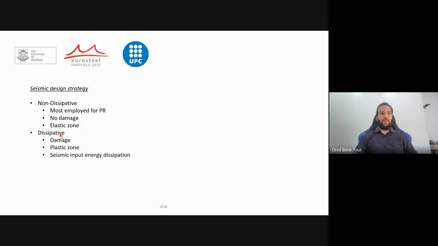Then the dissipative strategy allows to admit damage in parts of the pallet rack. So in this analysis, we are working also in the plastic zone, and the seismic input energy is absorbed by the damaged parts. As we said, the elements are class 4, so all this energy will be absorbed basically in connections, or in the beam to upright connections, or in the floor connections too.